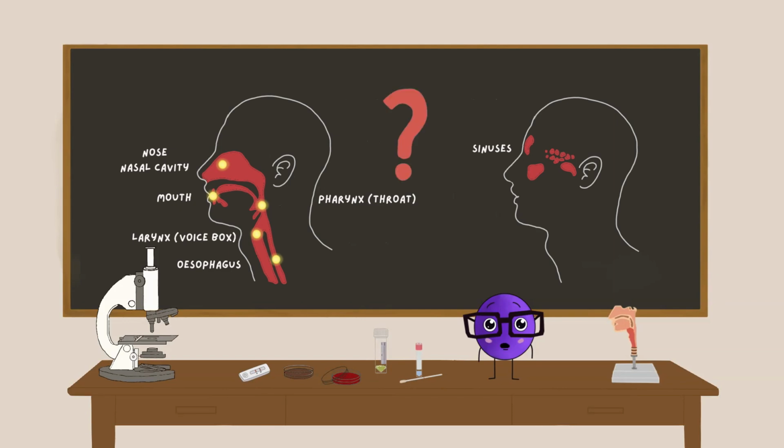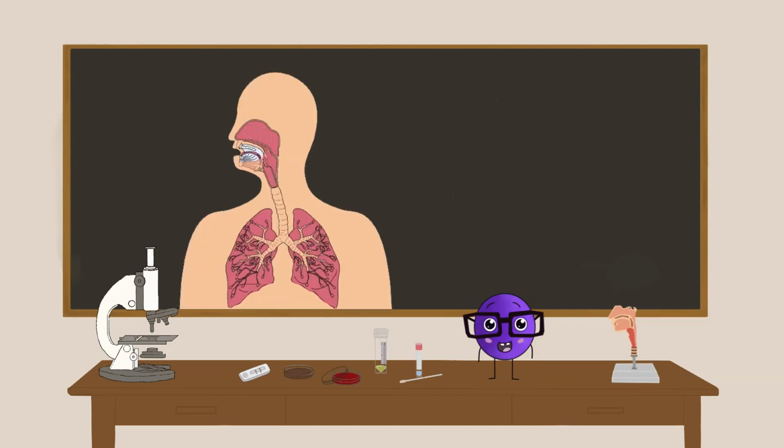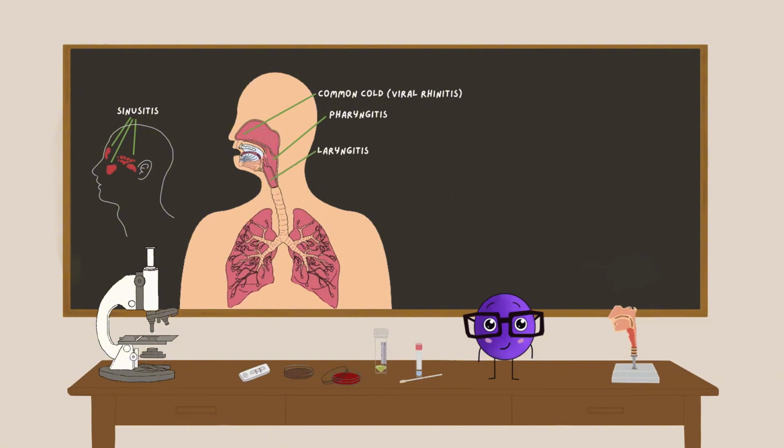So what exactly are upper respiratory tract infections? URTIs are infections that impact any part of the upper respiratory system. Let's take a look at the list of infections and the specific parts of the body they affect. Common cold, also known as viral rhinitis. It affects the nose and nasal passages. Sinusitis, this affects the sinuses. Pharyngitis, also known as sore throat. Laryngitis, which affects the larynx, also known as the voice box.